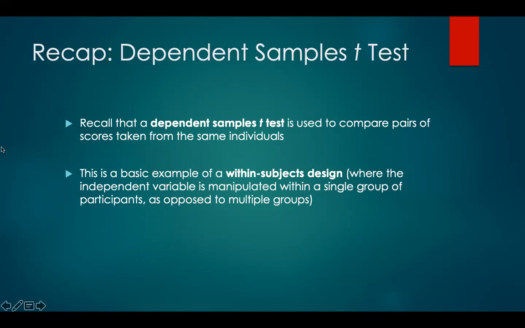So a little recap. Recall that a dependent samples t-test is used to compare pairs of scores taken from the same individuals. So this is a basic example of a within subjects design where the independent variable is manipulated within a single group of participants as opposed to multiple groups.